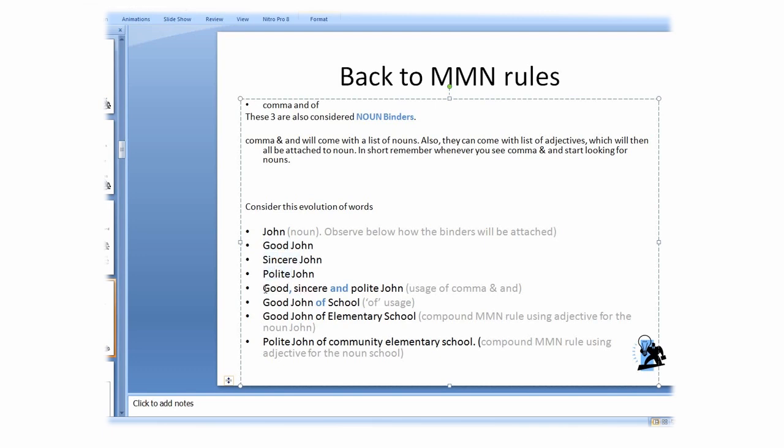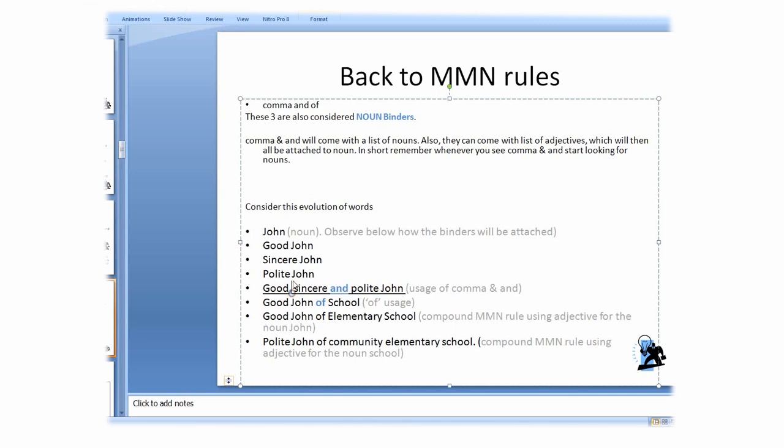And when you see here, what I'm trying to do is, while joining these three adjectives, I'm using a comma and I'm trying to do this. Good, sincere and polite are three adjectives. All the three are bound to the noun John. Using a comma and joining them like this, it becomes easy and convenient for me to write. So how many segments do I see here? I am still seeing only one segment. This is still one segment.